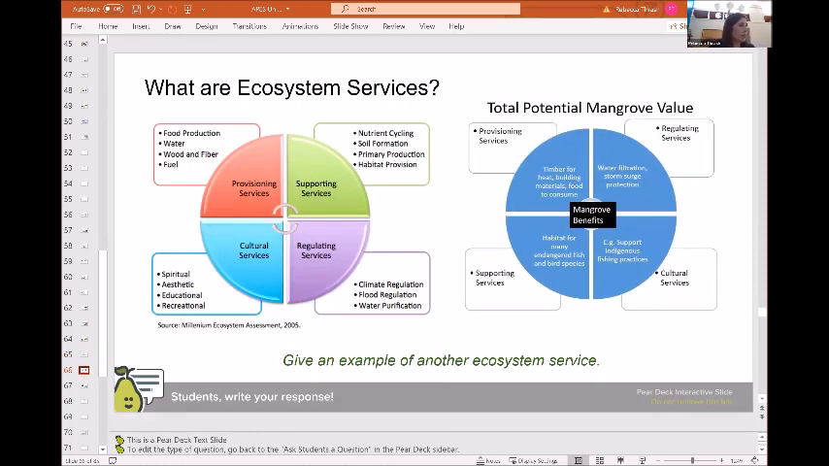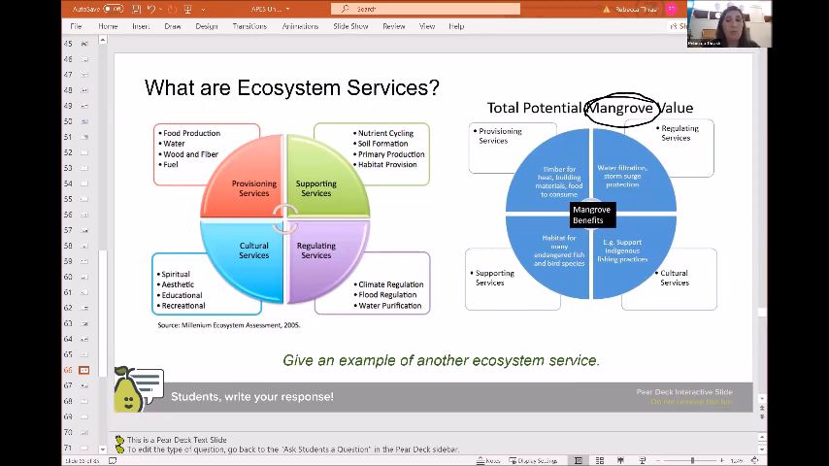On the AP exam, there will be guaranteed a time that you have to talk about ecosystem services, either identifying one, talking about what's been impacted by human activity, etc. So there's 4 categories: provisioning, supporting, cultural, and regulating. So to give you an example, let's talk about mangrove swamps. What would be the ecosystem services that it would give to us?